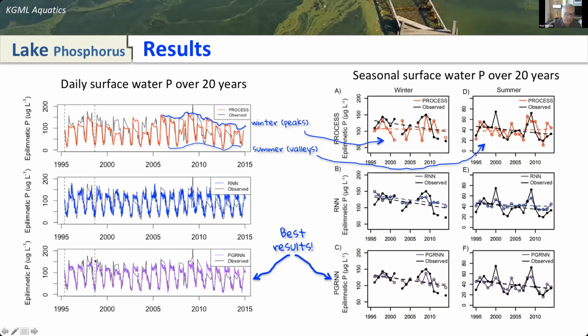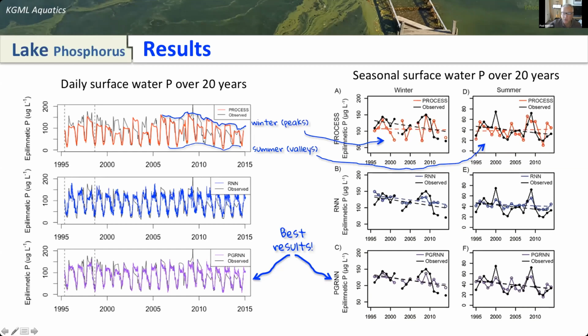It's a little bit hard to see and appreciate here, and I think it's demonstrated a little bit better on the right side, even though these are statistically significant better results in the left. On the right, we have the seasonal time series for winter and summer over the 20 years. And the process-only model does a pretty good job of giving some of the time dynamics, but look, it missed entirely the long-term trend that's in the system, both true for summer and winter.